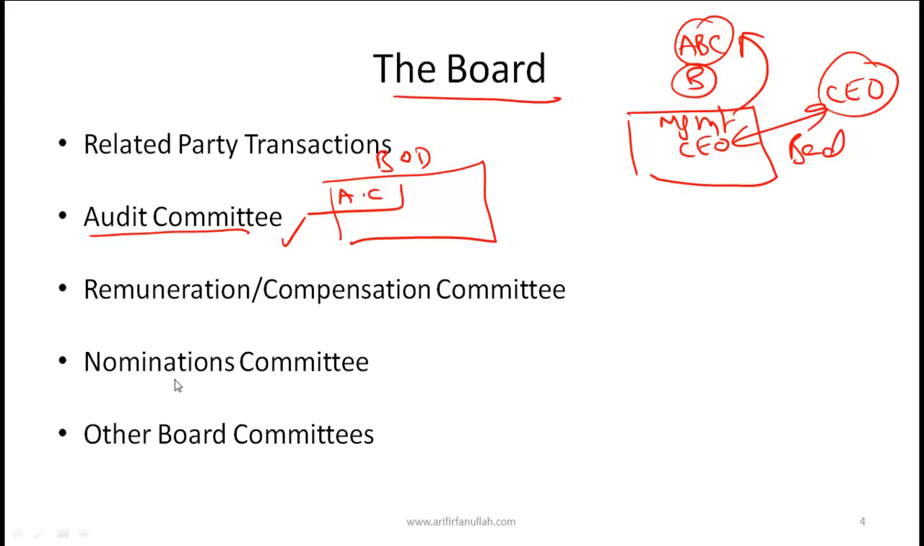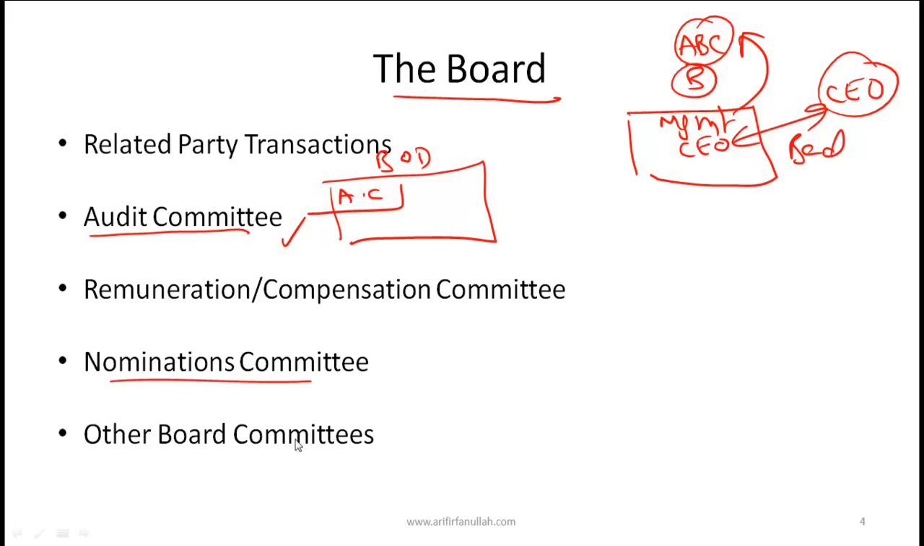Nominations committee. Here an investor should determine if the company has a nomination committee of independent board members that is responsible for recruiting board members. So this committee is the one that identifies new board members who will stand up for election.